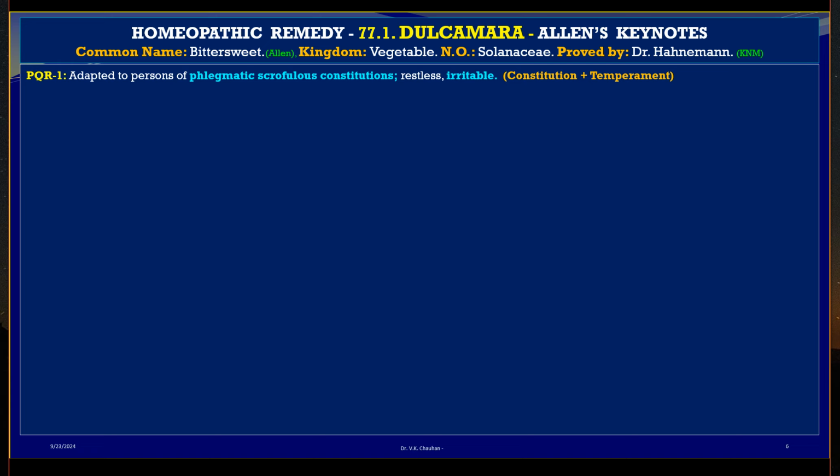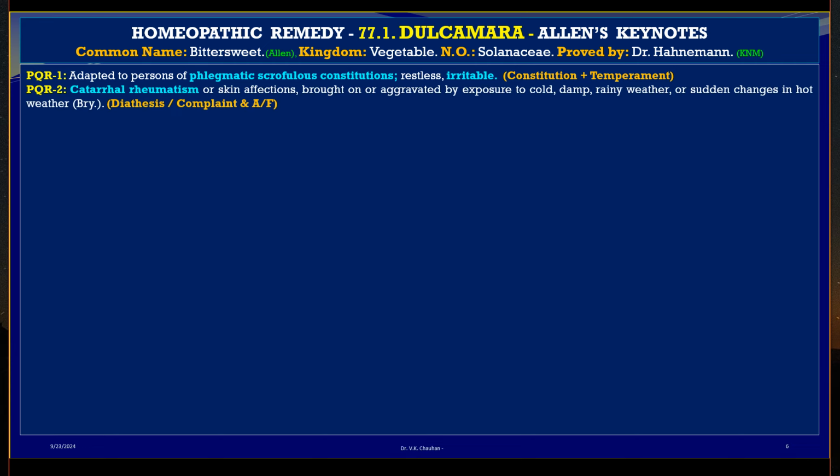This particular line gives us two components. Number 1, the constitution of Dulcamara, which is phlegmatic and scrofulous. Both constitutions can be there, physically speaking, somatically speaking, and from the mental point of view, the patient is irritable. It means that the temperament of Dulcamara is irritable according to Ellen's keynote.